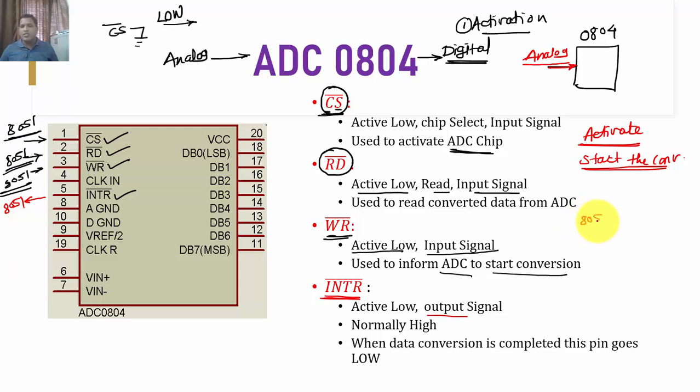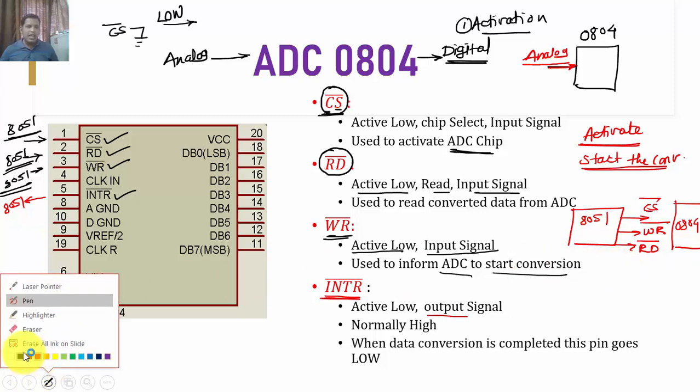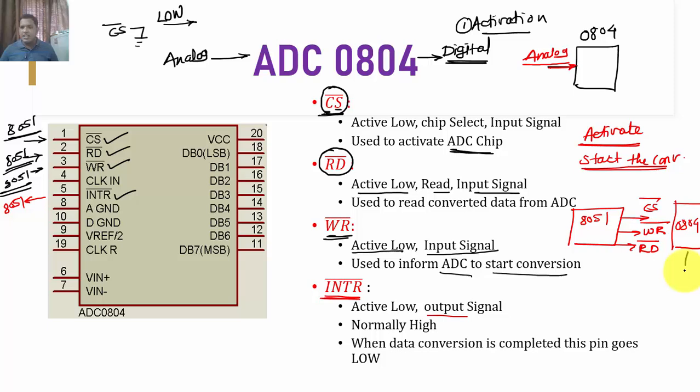As we are going to interface this with the 8051 microcontroller, this CS bar, WR bar and RD bar signals we have to give from the 8051 microcontroller to 0804. Whereas the last one, the INTR bar, this signal the 0804 automatically returns back to the 8051 microcontroller.